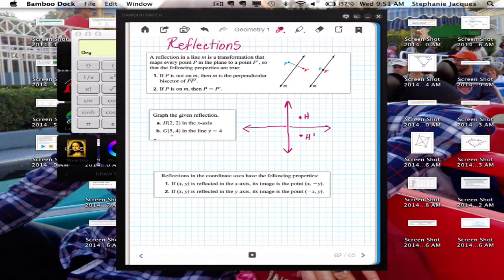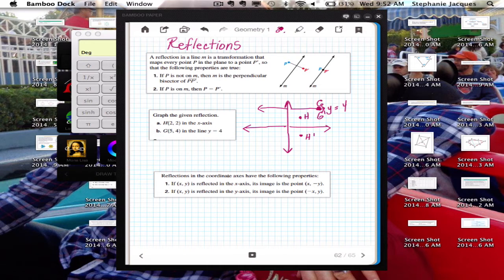Now let's look at the other example. They have G, which is (5, 4), in the line y equals 4. So now I need to do a line going through the y-axis at 4. So 1, 2, 3, 4. So here's my line, which is y equals 4. So I'm going to put y equals 4 here. And I have G, (5, 4). So I'm going to go 1, 2, 3, 4, 5, and then 1, 2, 3, 4. And I'm supposed to do a reflection on this line, but because it's on the line, I'm going to put G here. This is G, and it's also G prime, because when you reflect it and it's on that line, it's the same point.